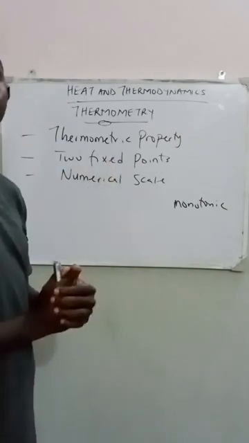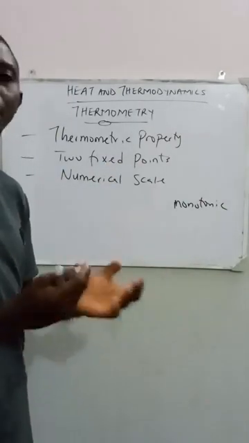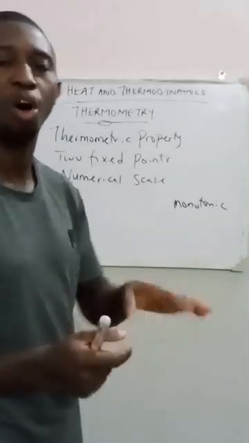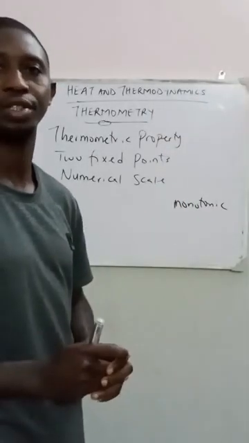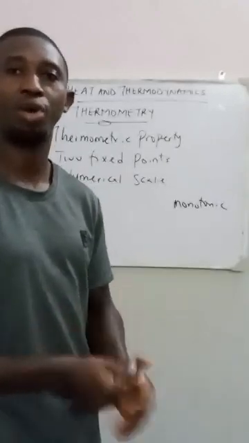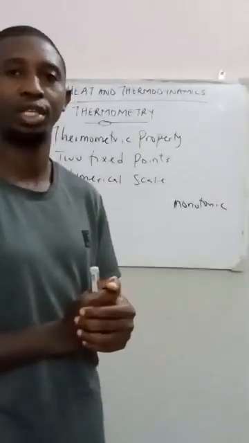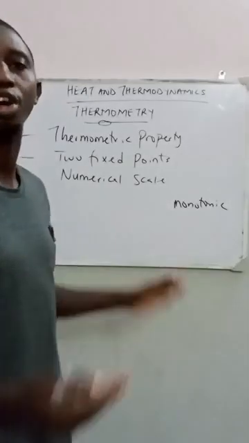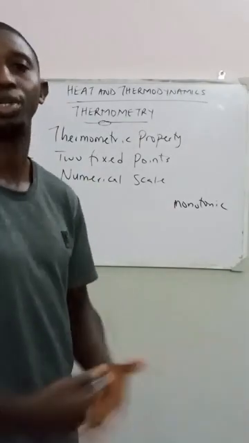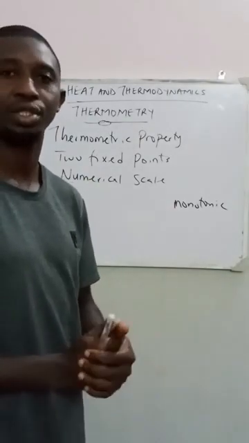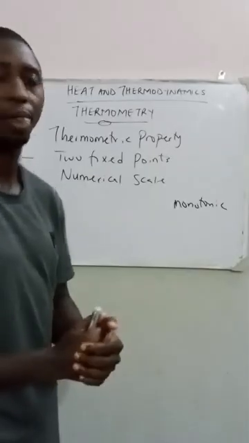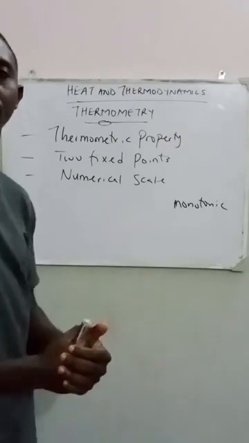The second thing we are going to be looking at is the two fixed points. What are the two fixed points on a temperature scale? These two fixed points are the upper fixed point and the lower fixed point. The upper fixed point is also called the boiling point, or the steam point, while the lower fixed point can also be called the freezing point or the ice point. So these are the two fixed points we are talking about under scales of temperature.